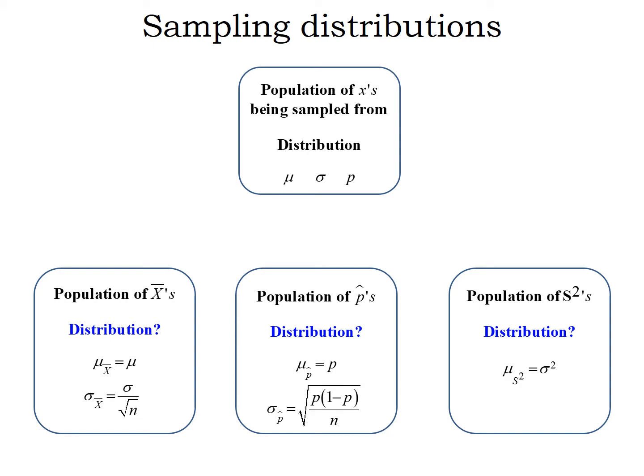Okay, so the distribution for x bar, p hat, and s squared is a description of how those values are laid out, where they are located. And that's what we're going to be investigating in the next couple of episodes.